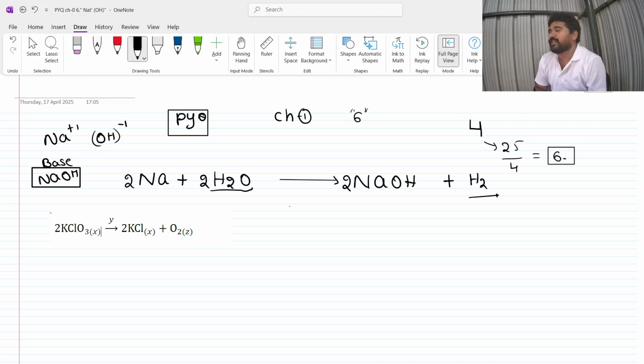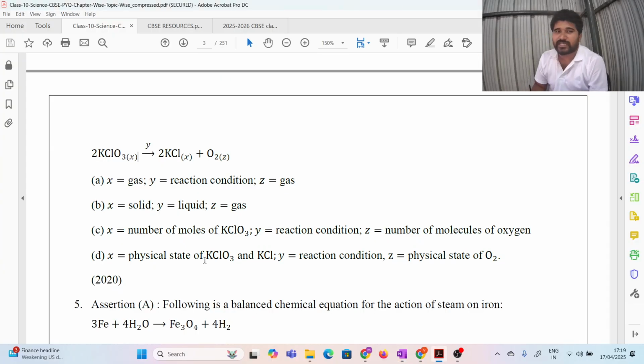Now see here and tell me, whatever is here is also the same, right? And this is different, right? What is Y? It might be some heat or something, right? First check for Y. Y is the reaction condition. It might be true. Yes or no? Heat or something. So Y, reaction condition, is true.